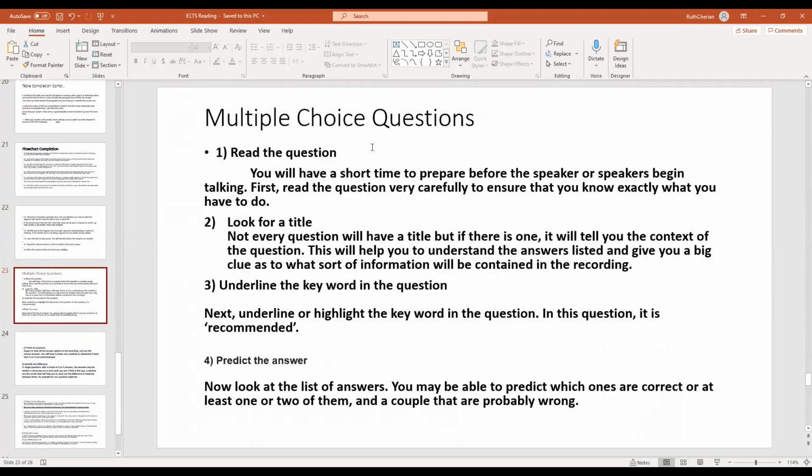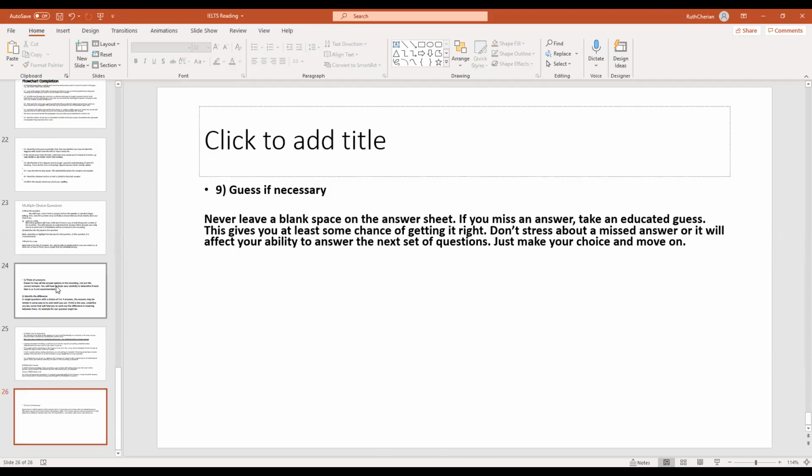Okay, multiple choice question. This is a strategy that you have to follow. A reading passage is given, and you're given multiple choices. There's a question statement and you'll have to choose the right answer from the given passage. So the first thing is read the question statement. Oh, this is for listening.